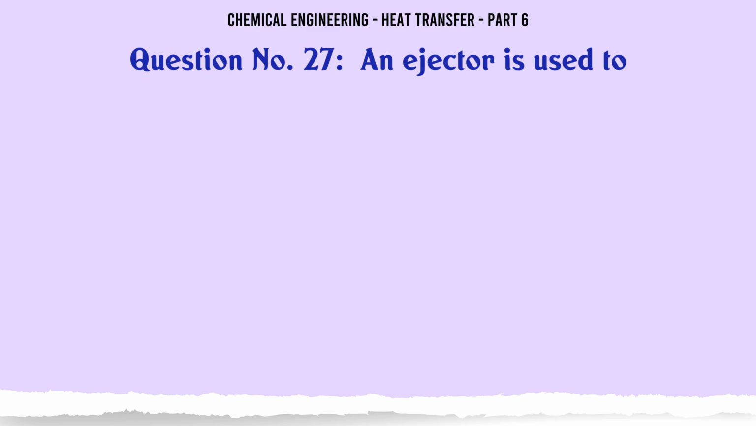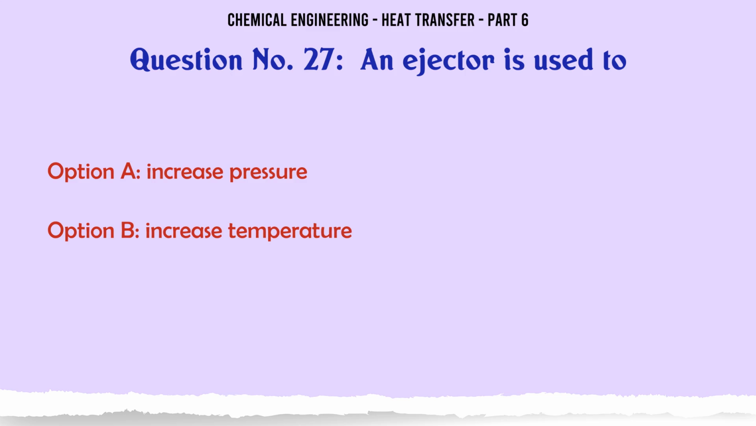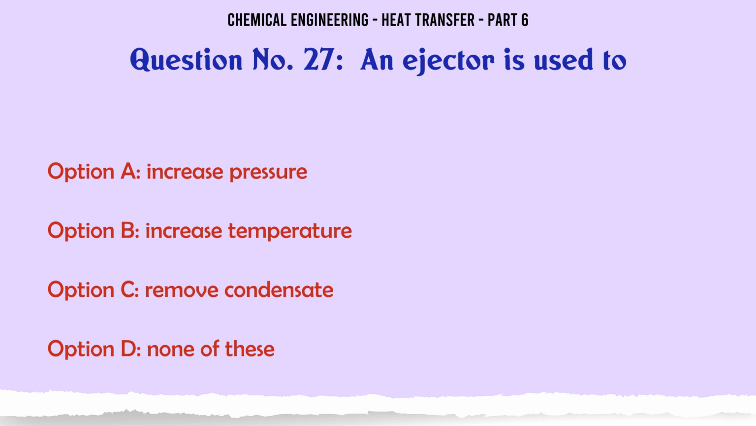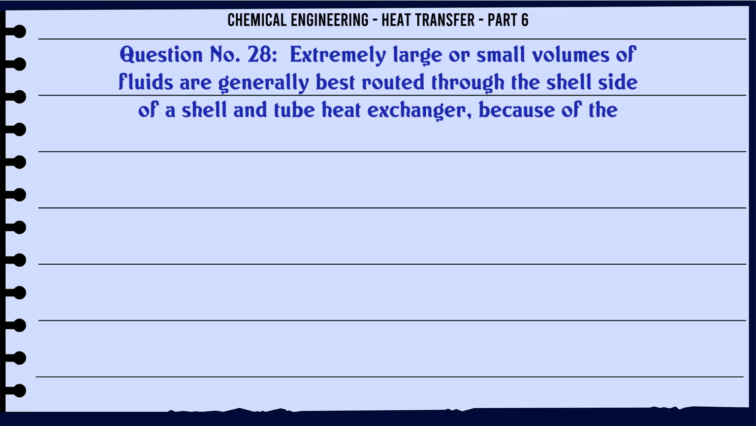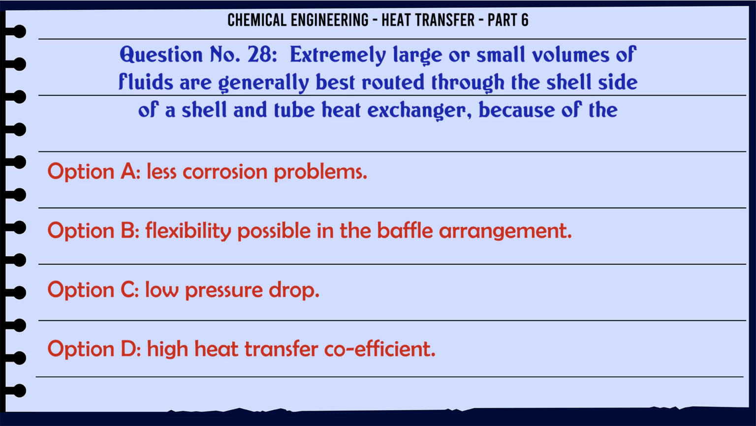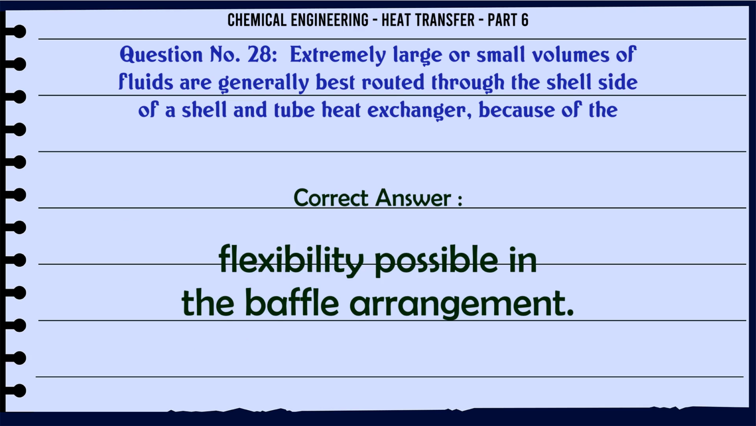An ejector is used to A increase pressure, B increase temperature, C remove condensate, D none of these. The correct answer is none of these. Extremely large or small volumes of fluids are generally best routed through the shell side of a shell and tube heat exchanger because of the A less corrosion problems, B flexibility possible in the baffle arrangement, C low pressure drop, D high heat transfer coefficient. The correct answer is flexibility possible in the baffle arrangement.